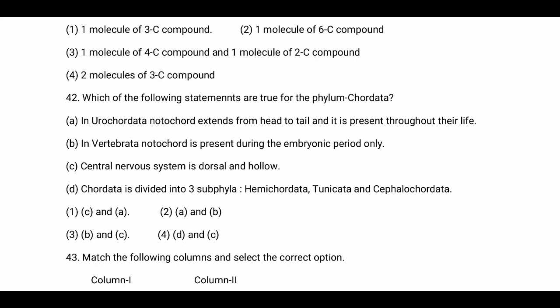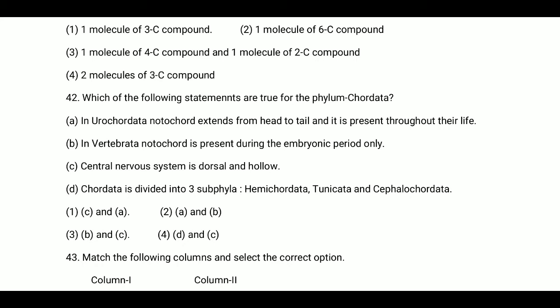Chordata is divided into three subphyla: Hemichordata, Tunicata, and Cephalochordata. Which of the following are true? C and A and B, B and C, D and C. Again, for this question, a very clear answer is seen here. In Urochordata, notochord extends from head to tail and is present throughout life is wrong. Only the larva, the tail part of Urochordata, has it. The Uro refers to tail. So first, A is wrong.